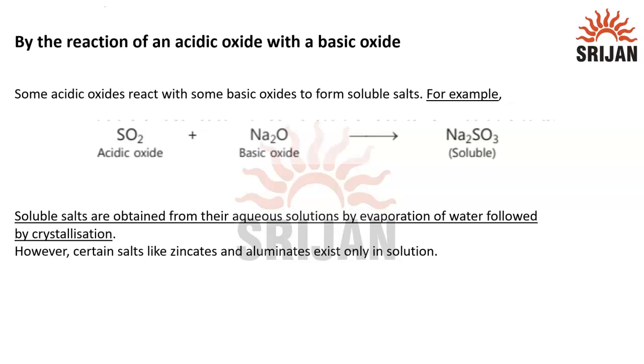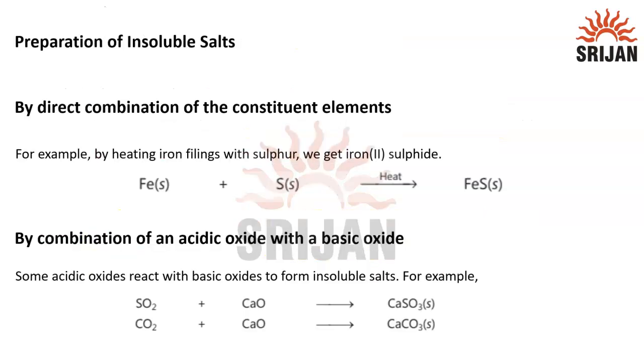Then by the reaction of an acidic oxide with a basic oxide. Some acidic oxides react with some basic oxides to form soluble salts. For example, acidic oxide sulfur dioxide on reacting with basic oxide Na2O produces Na2SO3, which is soluble in nature. Soluble salts are obtained from their aqueous solutions by evaporation of water followed by crystallization. However, certain salts like zincates and aluminates exist only in solution.